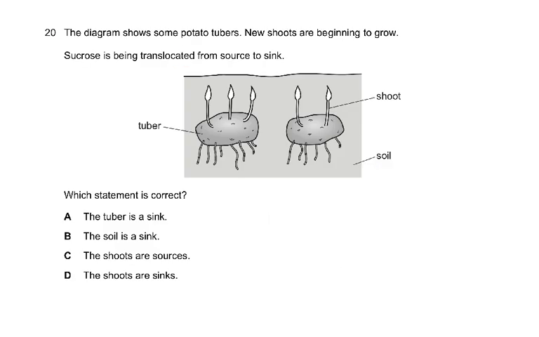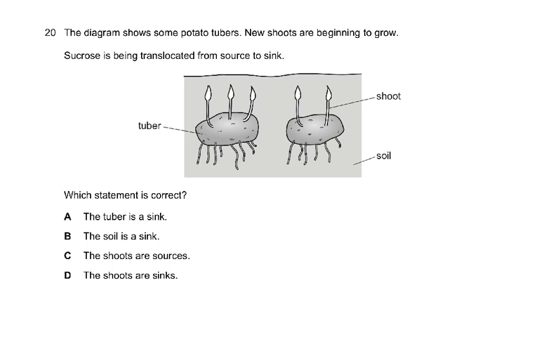The diagram shows some potato tubers, new shoots are beginning to grow, sucrose is being translocated from source to sink. So the tuber potato is growing and it's developing these roots and these shoots. Now, which statement is correct? Now, if you know what is source and sink, source means the provider and sink means the user. So the tuber is a sink, the soil is a sink, the shoots are sources, the shoots are sinks.